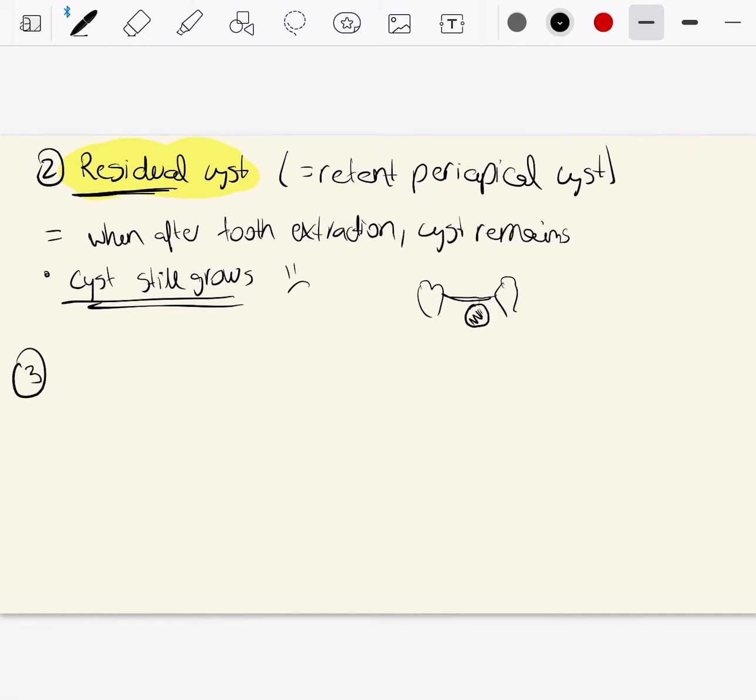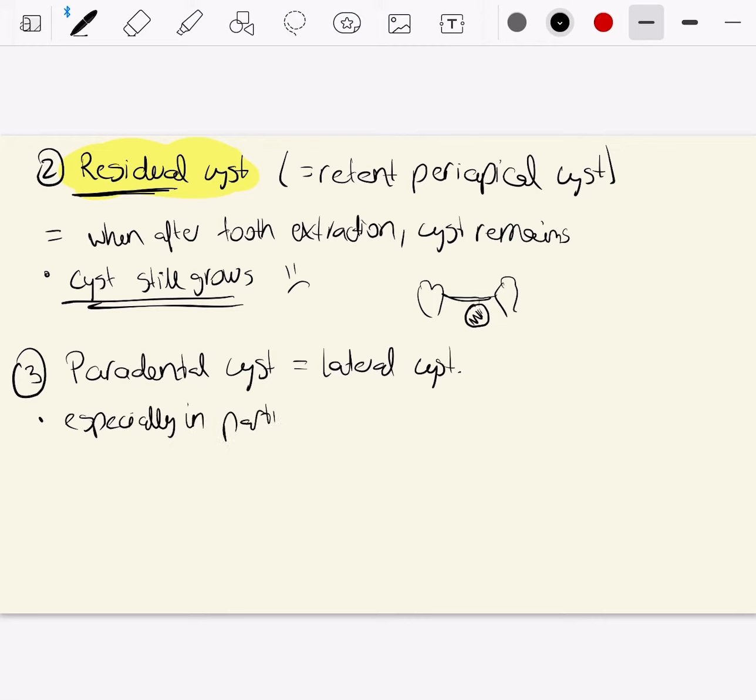So to the third type, we have the paradental cyst. Paradental cyst is also called lateral cyst. Okay. You can especially find it in partially erupted teeth. So what does this mean, partially erupted teeth? When can we find it?